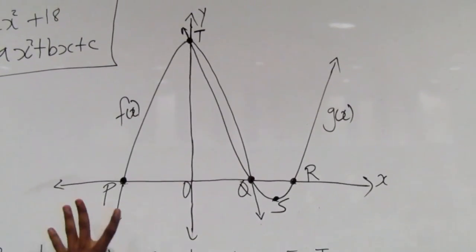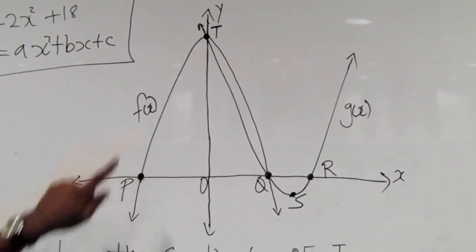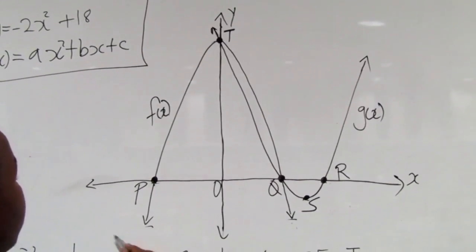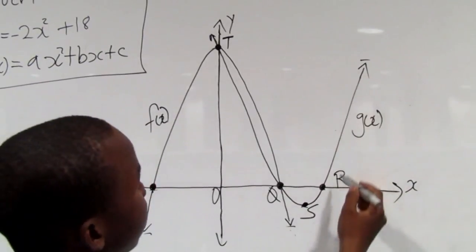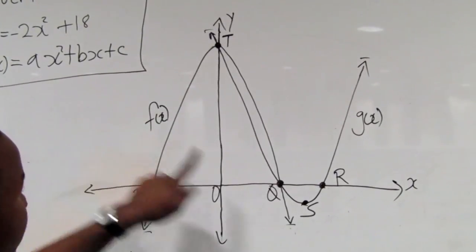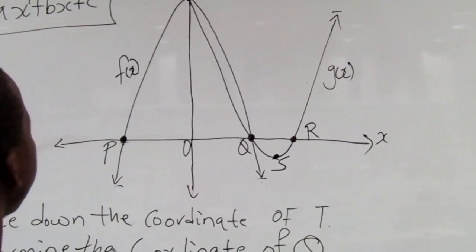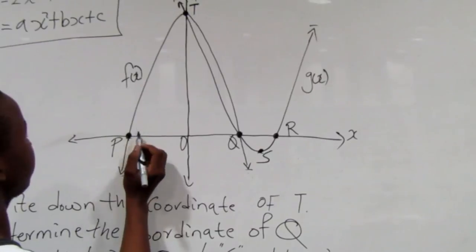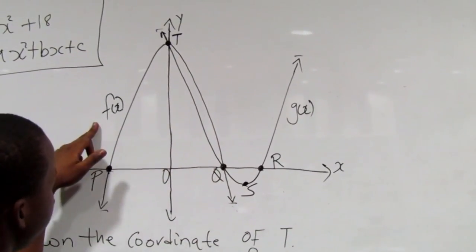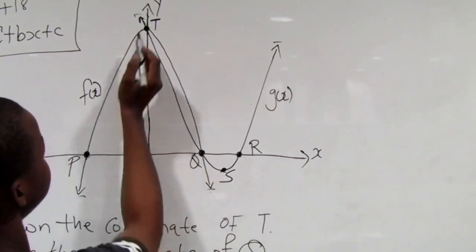In our graph, this is our y-axis, this is our x-axis, and we have this graph that comes here, starts here and stops here. And again, we have this graph that starts here, comes, then stops here. The first one is f of x, and the second one is g of x. When we analyze it, we can point out some of the points that were given. We are given point P, point T, point Q, and for g of x, we are given point R, point S, point Q, point T.